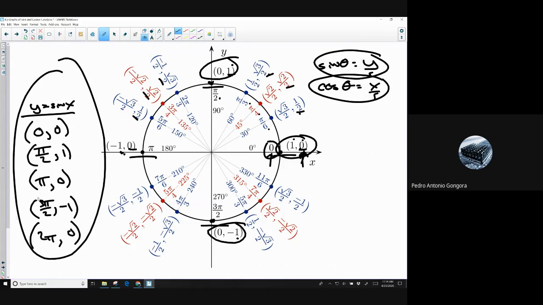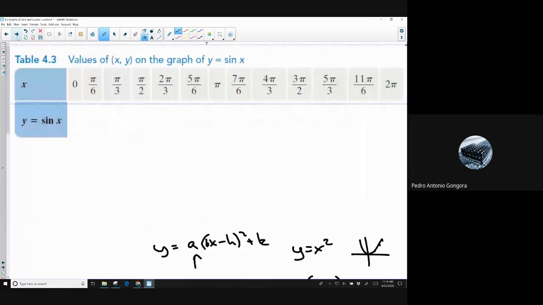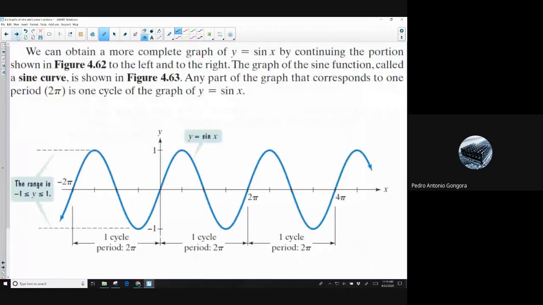But typically the parent function, this is the parent function, only goes between these 2 points. And same with the cosine, which is the x coordinate. It only goes between 1 and negative 1 as well. All right, so that's what we're talking about when we talk about the range of the sine and cosine function. Oh, and it does repeat, right? It just keeps going. So from here to here is one complete cycle, one period of the function.